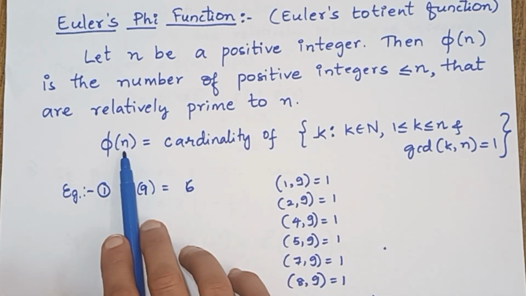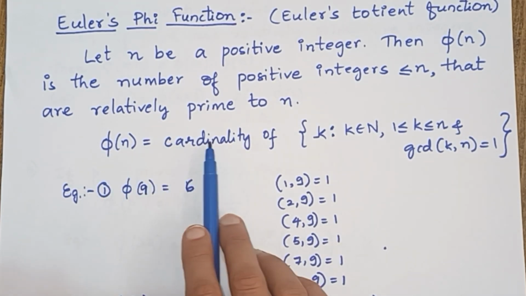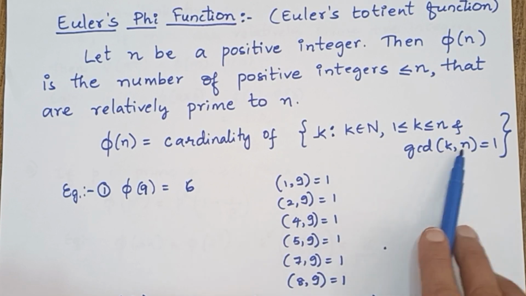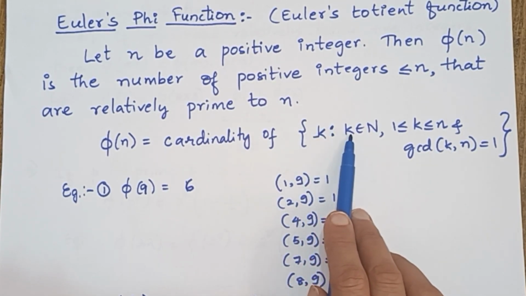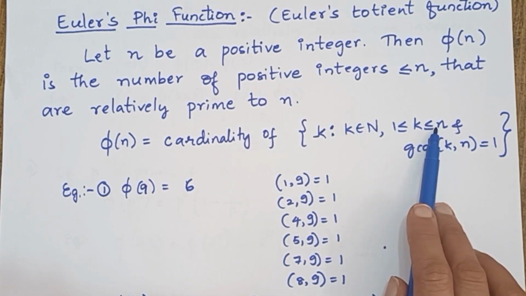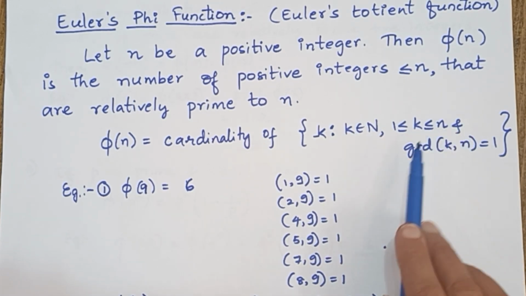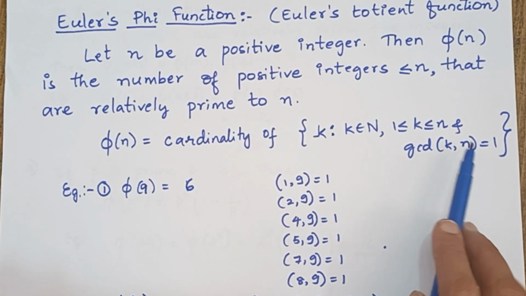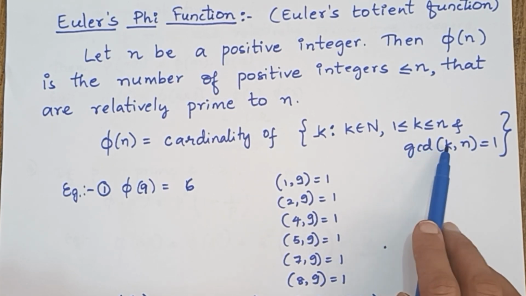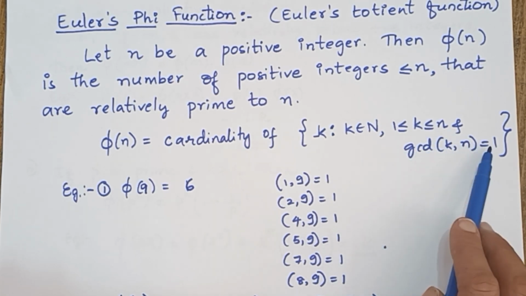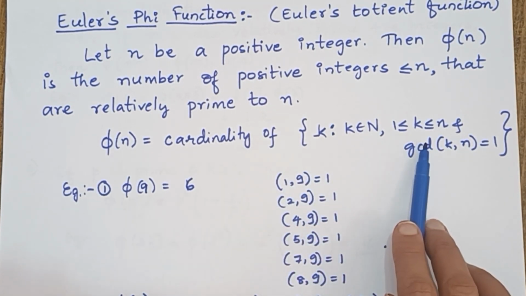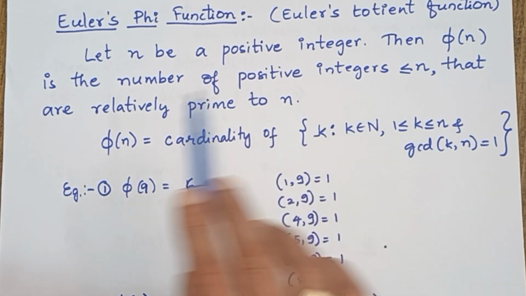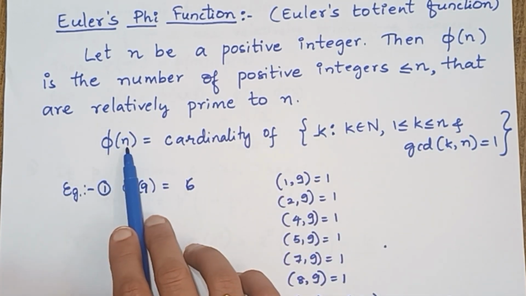So, in other words, phi of n is the cardinality of this set. This set lists all positive integers which are less than or equal to n and relatively prime to n, meaning GCD of k and n must be equal to 1. Then count how many such integers exist, and that is called phi of n.